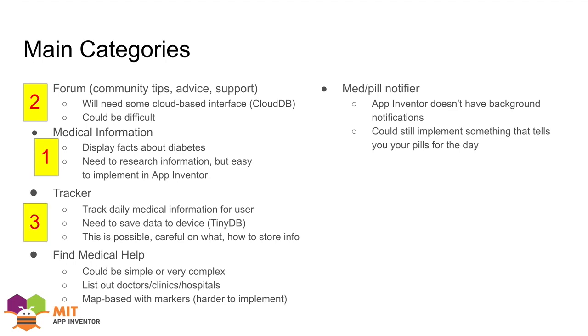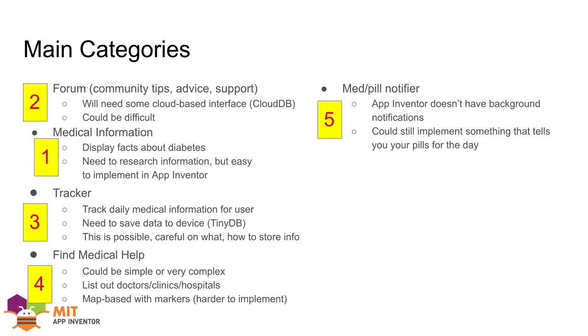I'm going to put the tracker at #3. So this is tracking your medical information, another really useful thing for users, not too difficult to implement with App Inventor, so we're going to put that at #3. #4, I'm going to put the finding medical help. We could come up with a simple solution, go for the very complex. So we'll put that down the list as when we're going to implement that.